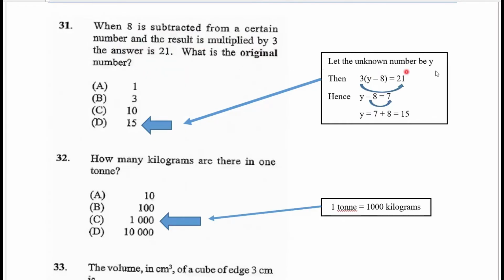So let's let the number be y, right? So 8 is subtracted from a number. So you say 8 subtracted from y. In other words, y minus 8. And then they say the result is multiplied by 3. You all can see the y minus 8. That whole thing in brackets is multiplied by 3. And what the answer is? 21. So this whole thing is giving me 21.